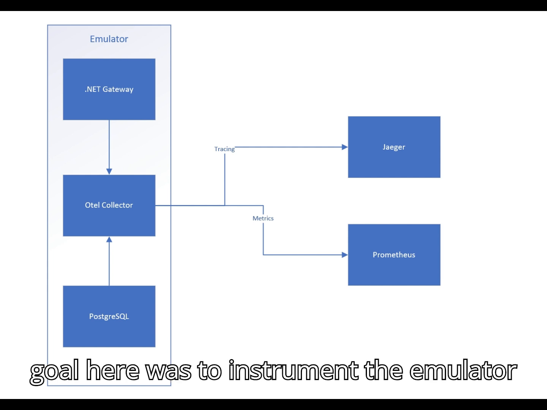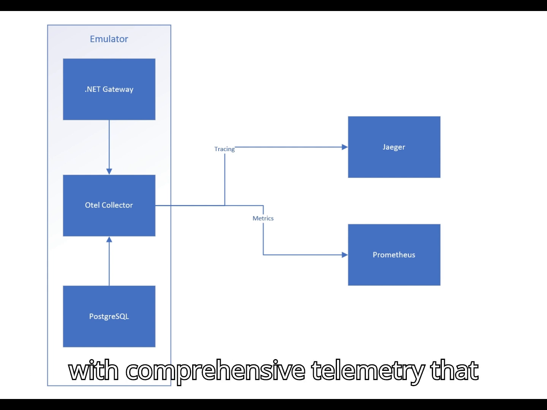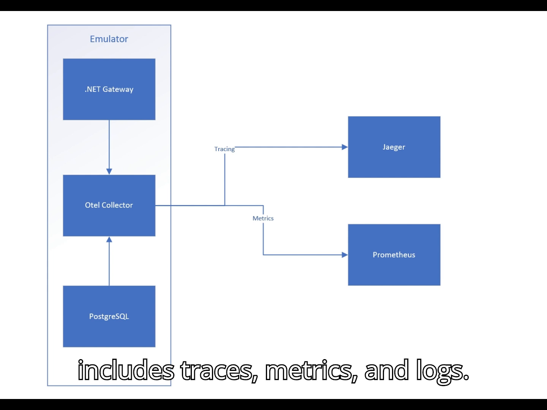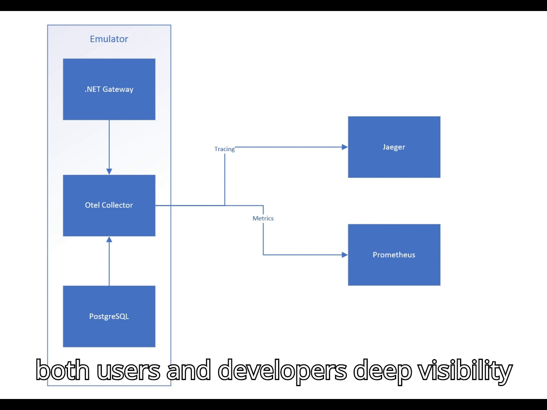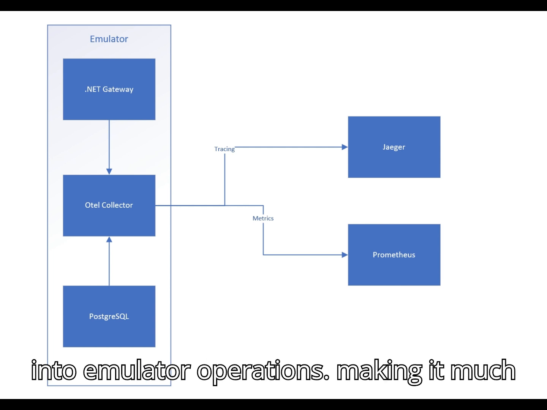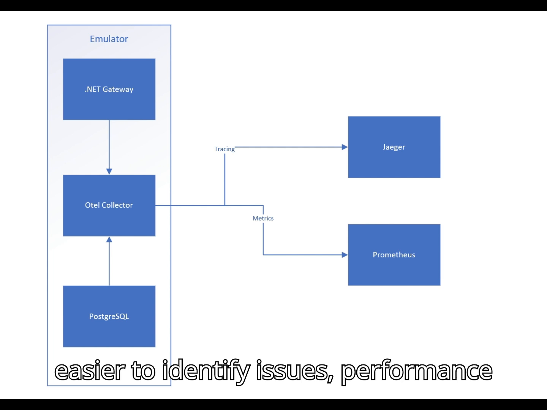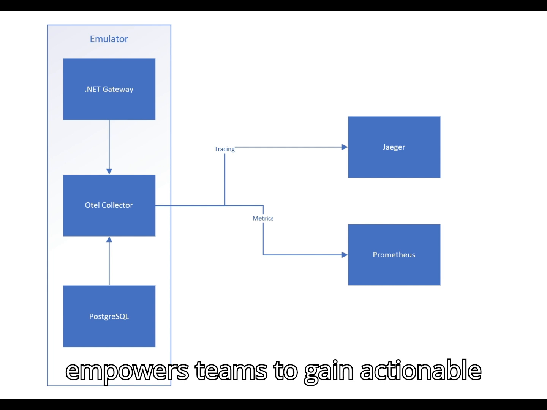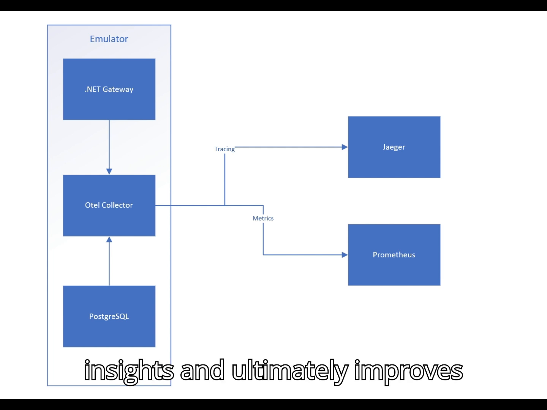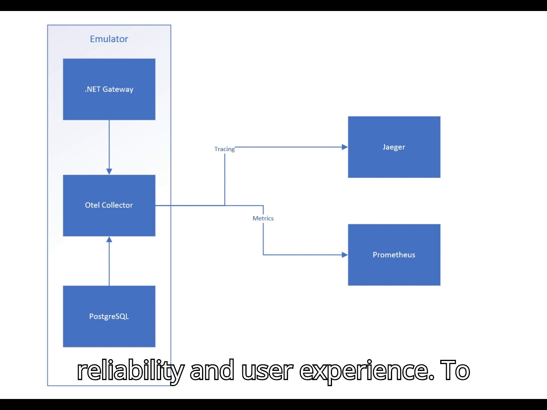Our goal here was to instrument the emulator with comprehensive telemetry that includes traces, metrics, and logs. Telemetry is crucial because it gives both users and developers deep visibility into emulator operations, making it much easier to identify issues, performance bottlenecks, and usage patterns. This empowers teams to gain actionable insights and ultimately improves reliability and user experience.